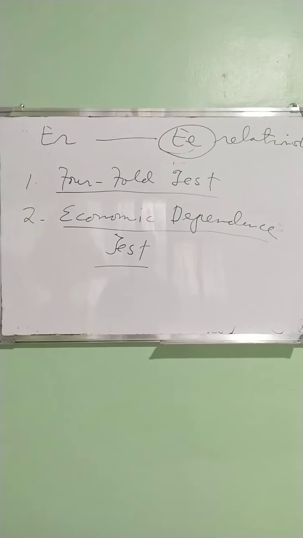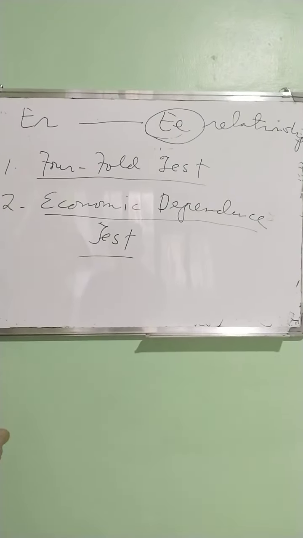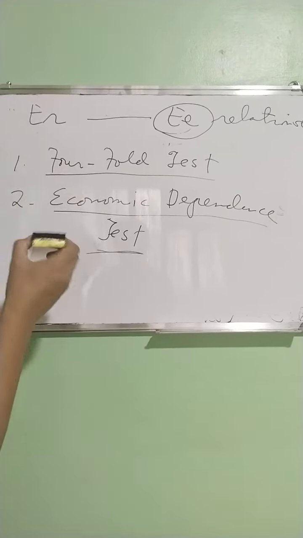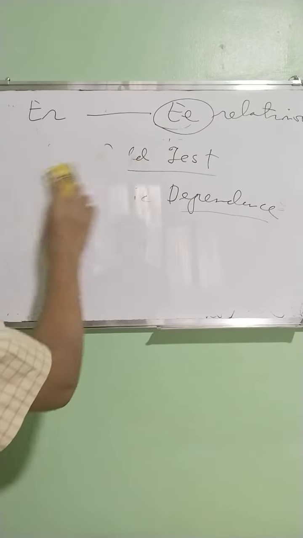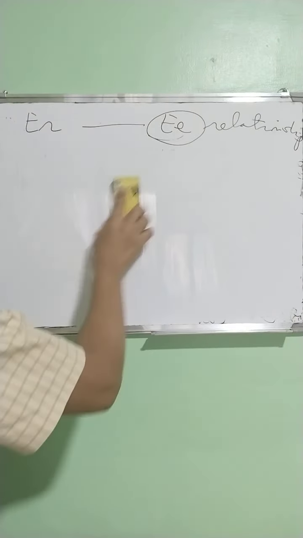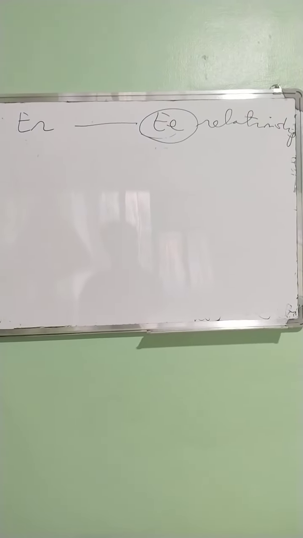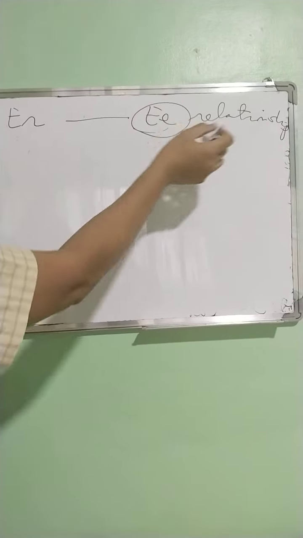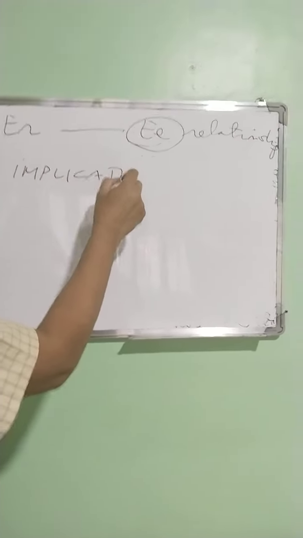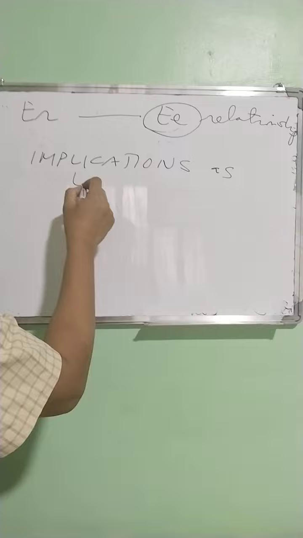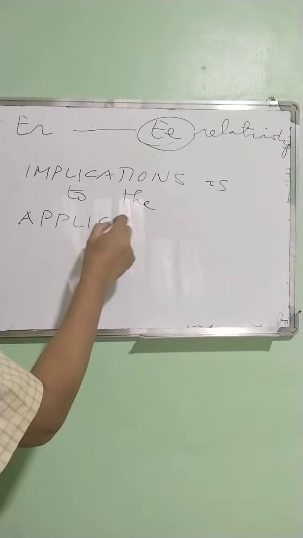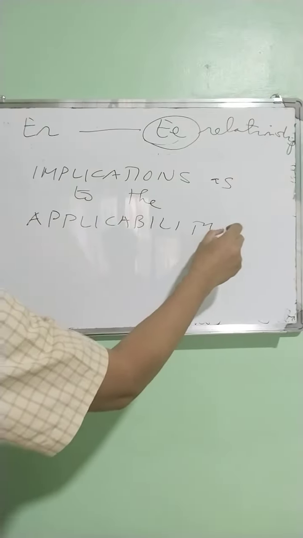then there is what we call an employer-employee relationship. Now, what is the significance why we have to determine whether or not there exists an employer-employee relationship? Well, I have to go back to my earlier statement that we have to determine this because there are implications. Implications as to the applicability. Applicability of what? Well, of the labor code.